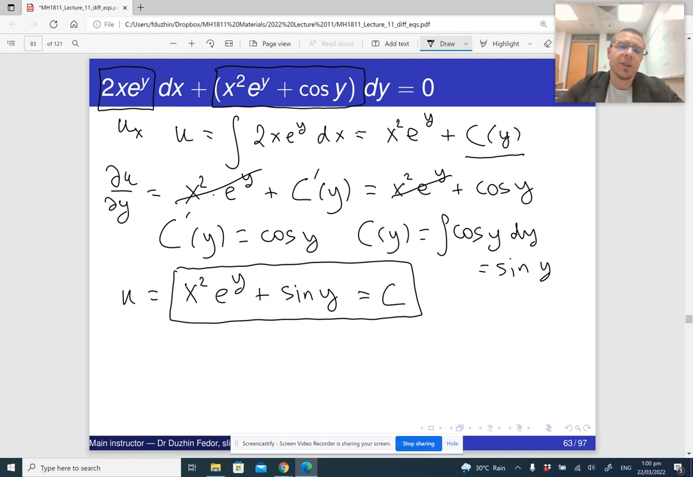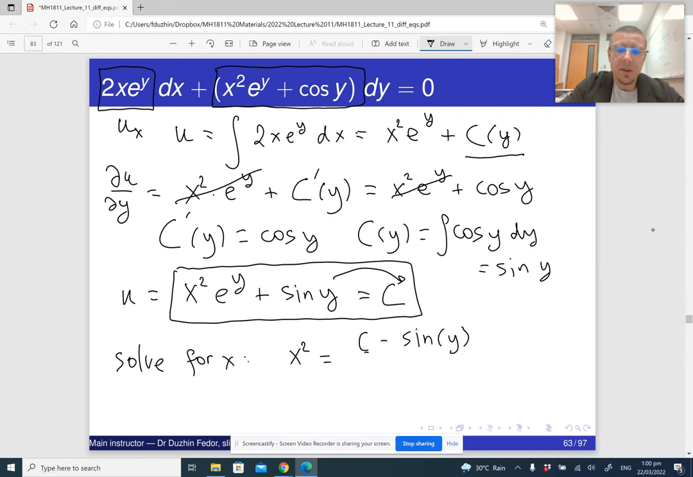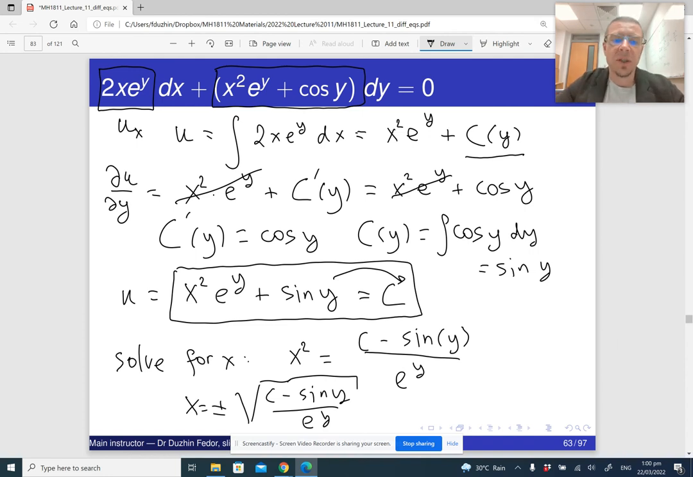But if you want, you can solve it for x, right? And then you will express x as a function of y. So if it is required, then you could solve for x. Moving sine y to the right hand side and dividing by e to the y, you will get x squared equals c minus sine of y divided by e to the y. Which means that x itself is going to be plus minus the square root of c minus sine y divided by e to the y. Okay, so that's the answer.